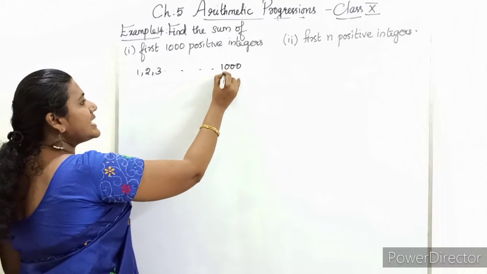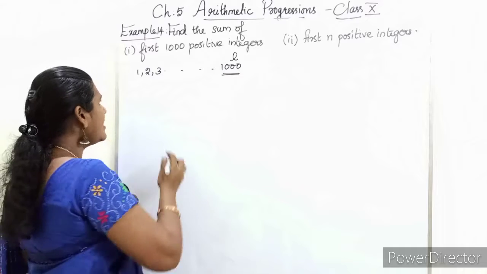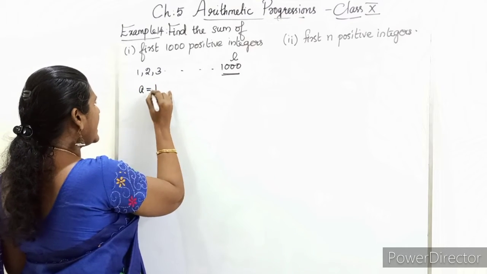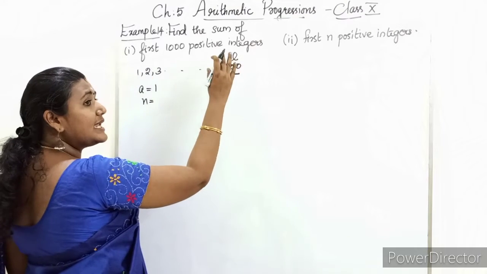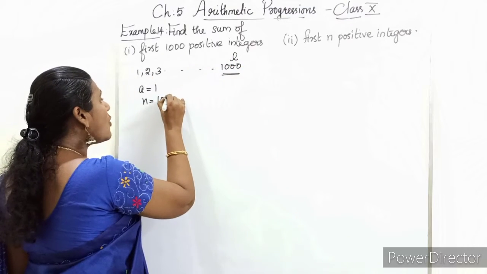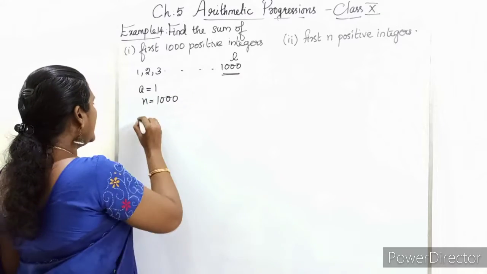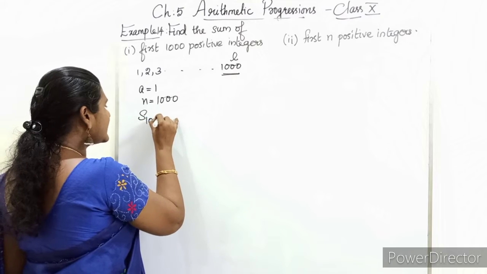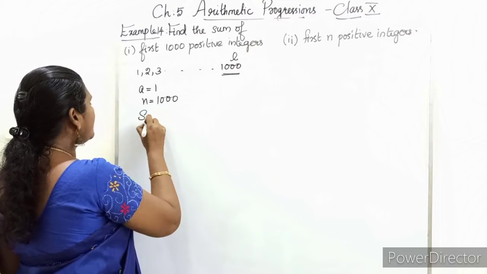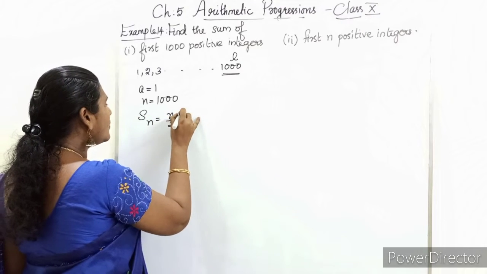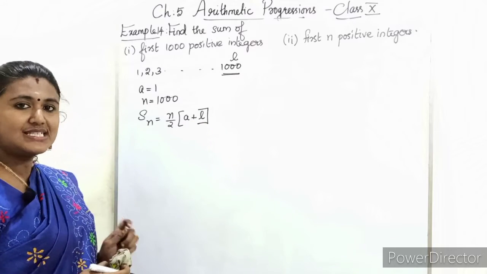So here, since the last term is given, we will use the second formula for Sn. So what is the value of a? a is equal to 1, and what is the value of n? n means how many terms are there. Here 1000 numbers are there, so the value of n is also 1000. Now the S1000 formula is the Sn formula. First we will write the Sn formula: n by 2 into a plus l. If the last term is given, we can use this formula.